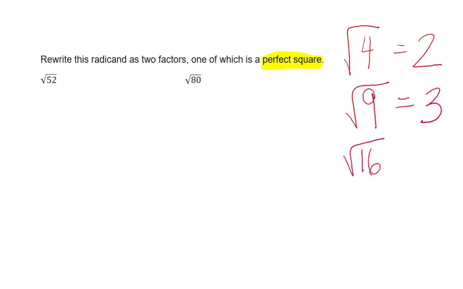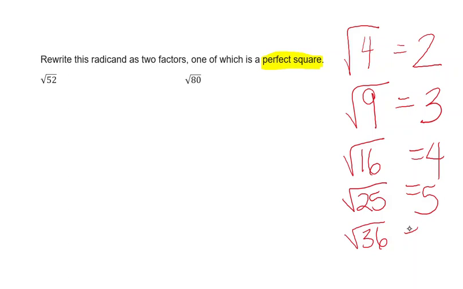The square root of 16 is 4. The square root of 25 is 5. The square root of 36 is 6. And so on and so forth. You can list your perfect squares. We talk about perfect squares because when you rewrite a single radical as a multiplication statement of 2 radicals where one of them is a perfect square, that's how we simplify.